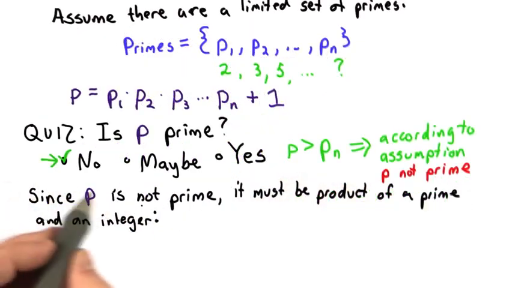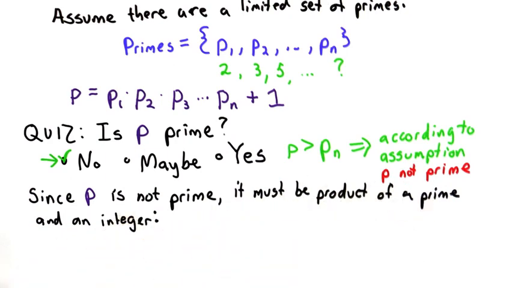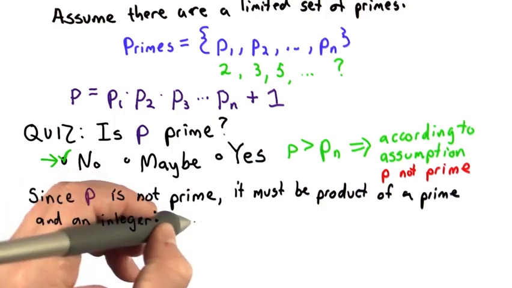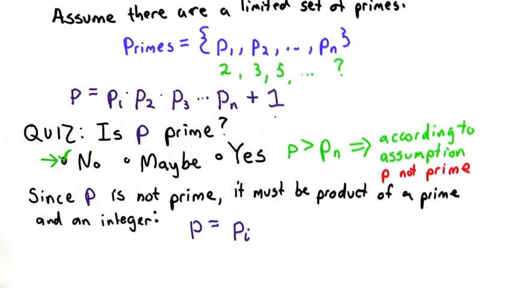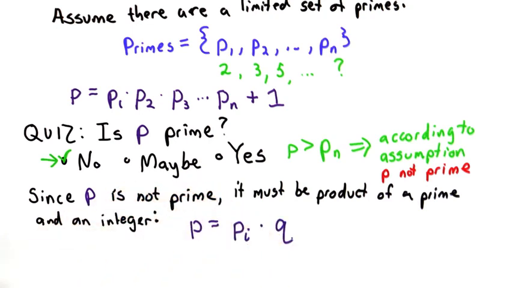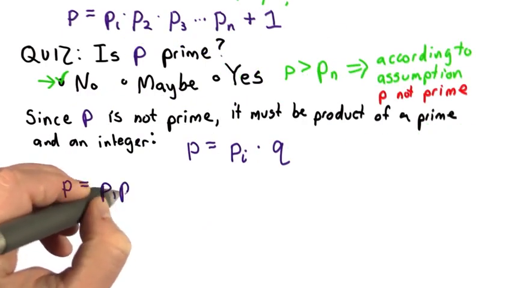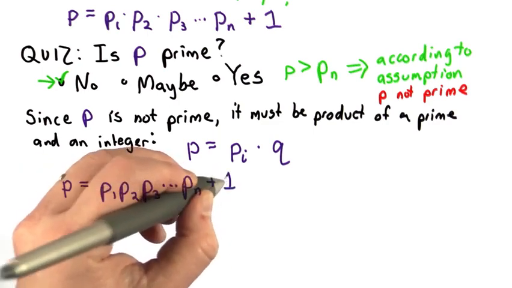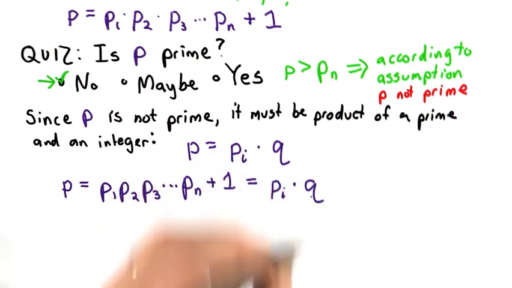So since p is not a prime, that means it must be composite, which means it must be the product of some prime number and some other integer. So that means we can write p as some prime, and we've said all the primes are in this set, so it's something selected from that set, multiplied by some other number. We don't know what q is, other than it must be an integer. So now we have p, which we computed as the product of all these primes, plus 1, which is equal to some prime from that set, p_i, times q.